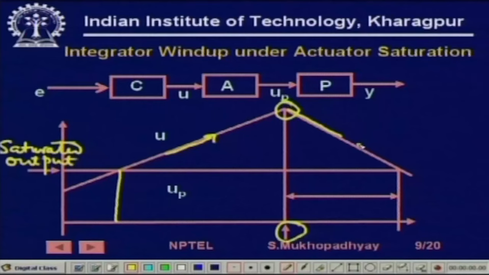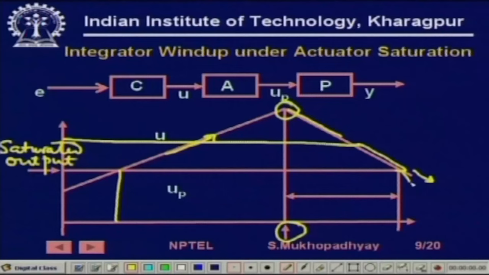At this point the control input is still greater than the saturated level. So what goes to the plant is actually this saturated level, and therefore the output persists. Only at this time, after so much time, does it come below the saturated input level, and then it goes further below. So from this point onward the output will start reducing. So this is what happens. The whole idea is that the integral should not be allowed to blow up continuously with time.